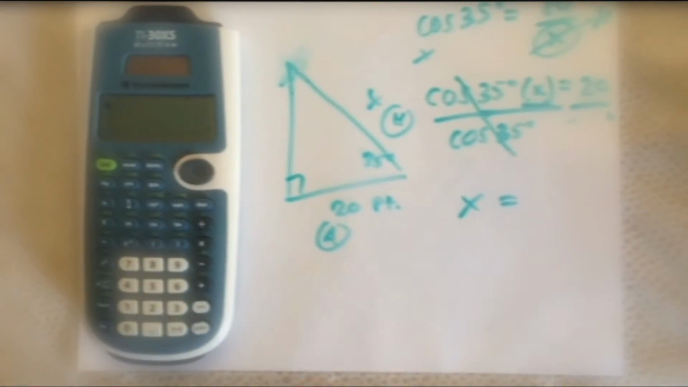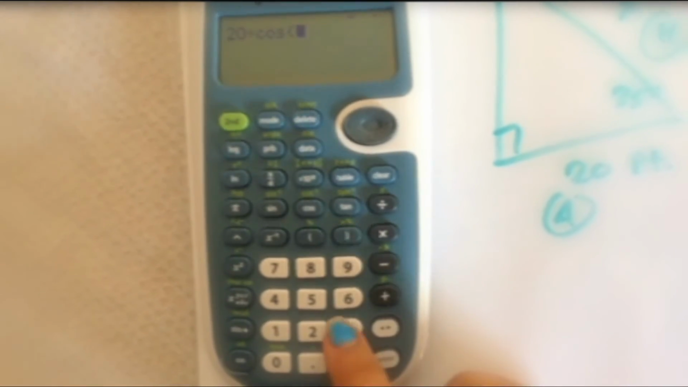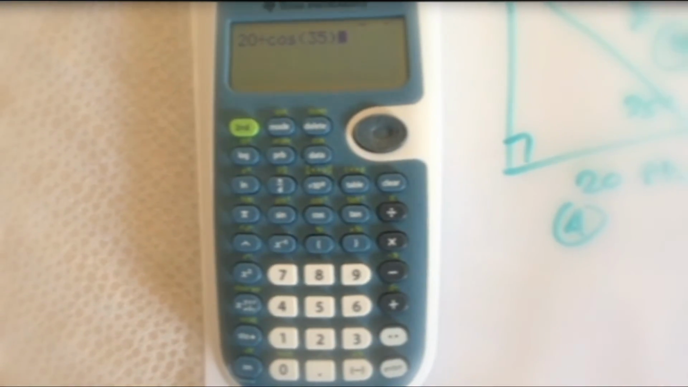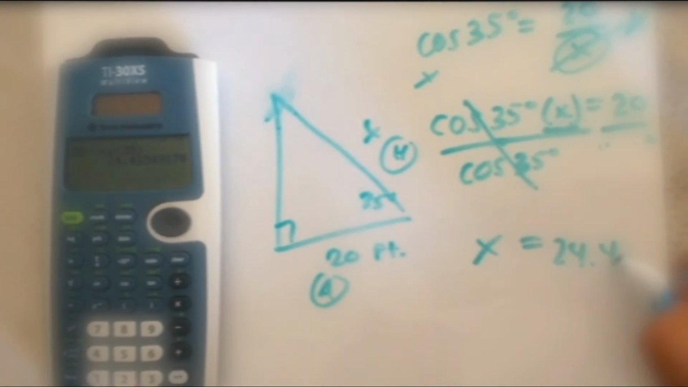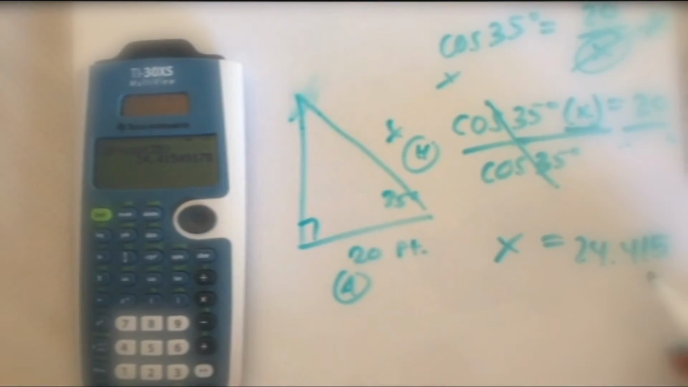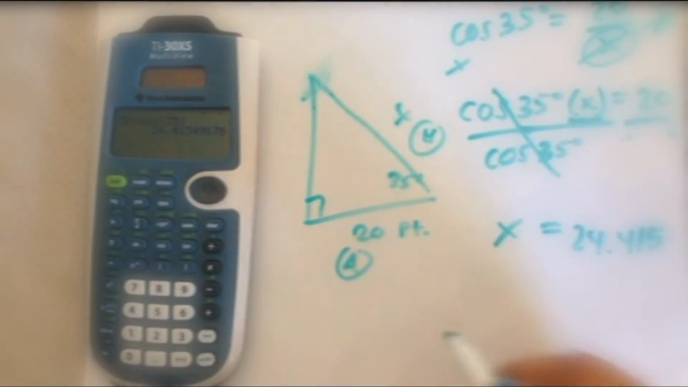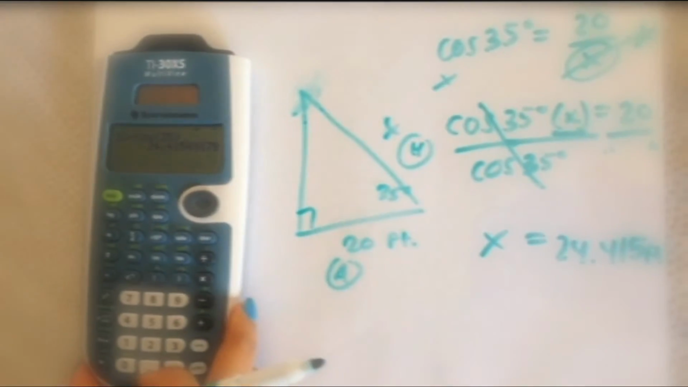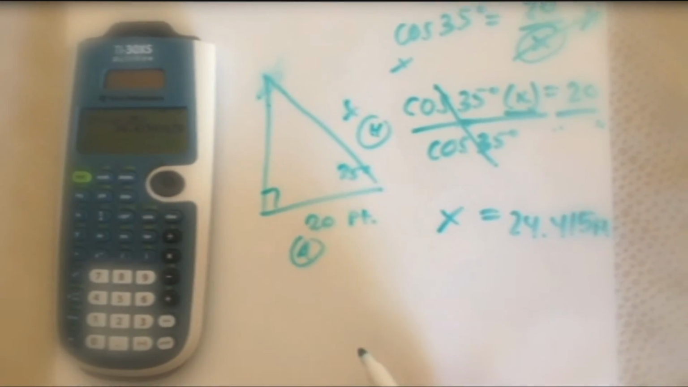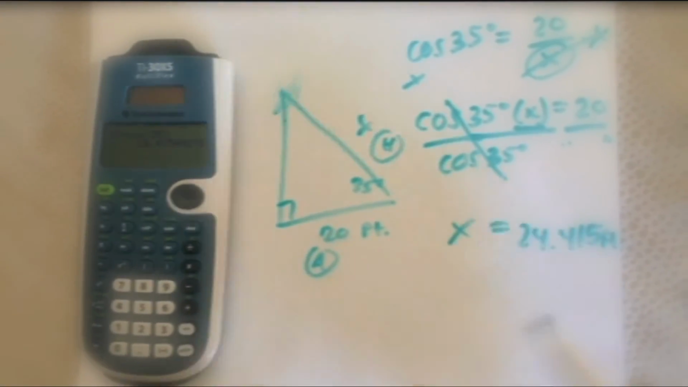So now we're going to put this into the calculator. It's 20 divided by the cosine of 35 degrees. And you have to make sure that your calculator is in degree mode, and it is right here. So then we hit enter, and that would be our answer. So our answer would be 24.415. So we're going to round to the thousandths place. And don't forget the feet because it's a measurement. And now to write it in a sentence, the missing length would be 24.415 feet.